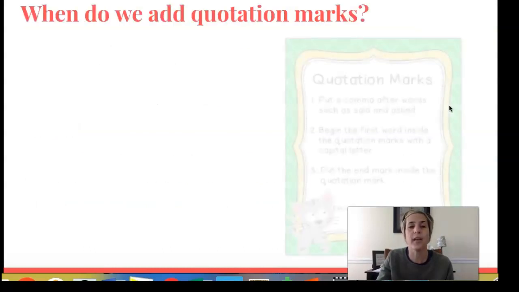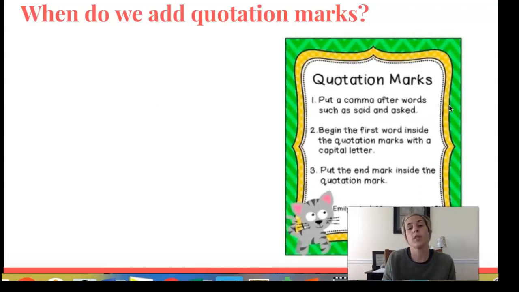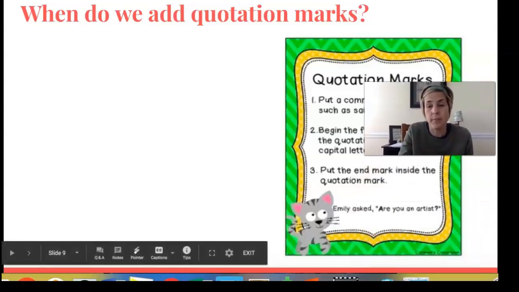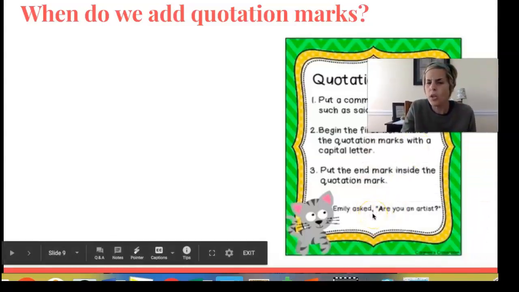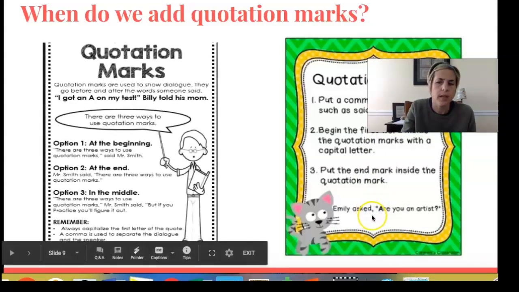Now, when do we do that? Well, we add those quotation marks at many different times. You're going to want to add your quotation marks and then put a comma after the words said or asked. You're going to make sure to begin the first word inside the quotation marks with a capital letter. Then you're also going to want to put the end mark inside your quotation mark. So let's take a look at this example. Emily asked, "Are you an artist?" Take a look at this comma here. Quotation marks before, quotation marks after, and then look at that question mark. It's inside the quotation marks.